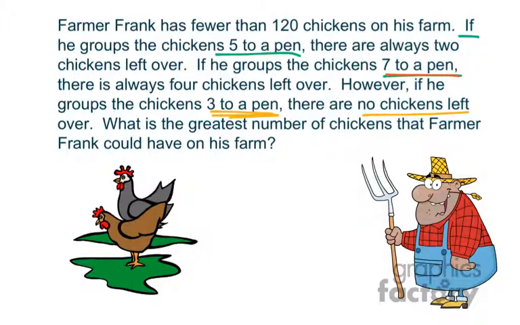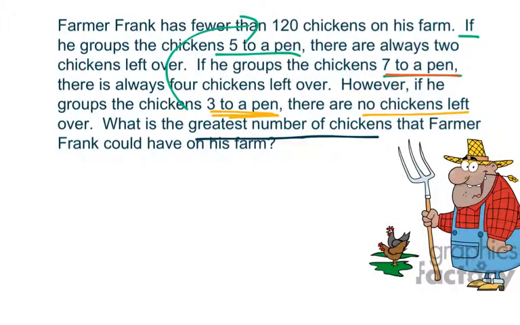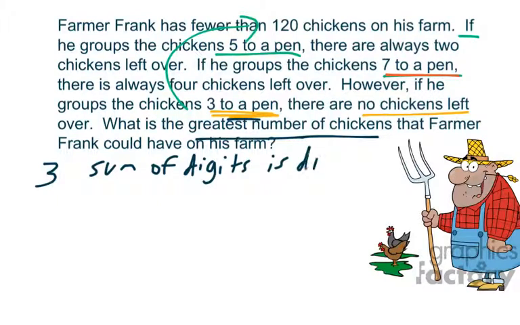So that means 3 has to go into 120, because the question says, what is the greatest number of chickens he could have? All right. So I'm looking for multiples of 3 that go into 120. So remember the rule for 3, the divisibility rule? For 3, it's just the sum of the digits must be divisible. So I'm going to use that rule.